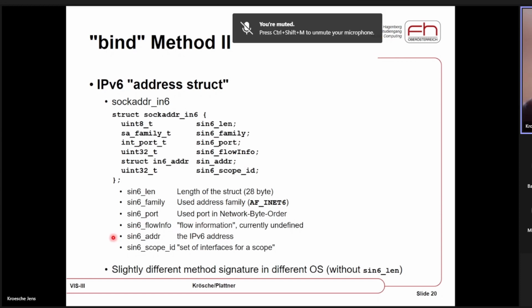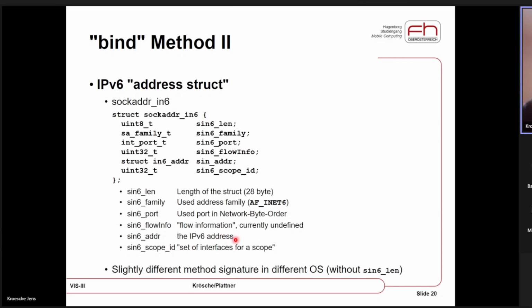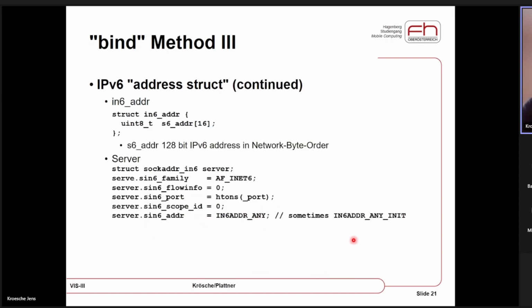What needs to change is, of course, using the IP version 6 address and using the inet_pton and inet_ntop, PTON and NTOP methods, to convert the human readable IP address into something the machine can use, and the other way around if you want to print out the address of the client that contacts you. So how does the IP version 6 address struct look like? Basically the same as the version 4, just with the trailing 6.